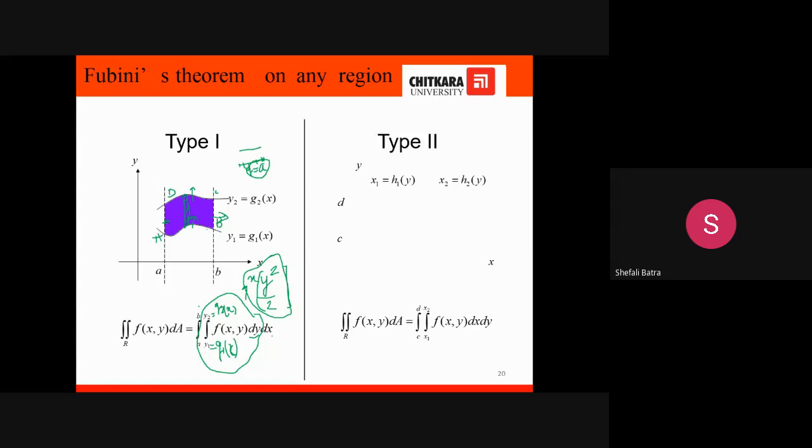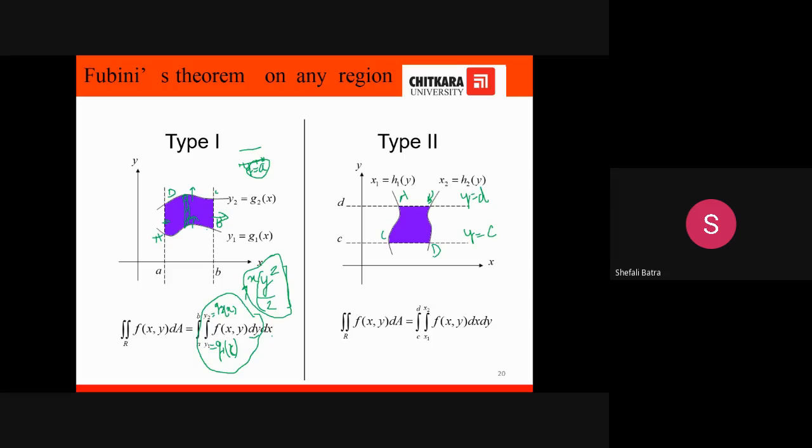Similarly, let us take another example. Now, this is one curve, x1 is equal to h1(y), and this is x2 is equal to h2(y). These two curves are given, and these are the lines y is equal to c and y is equal to d. And this shaded area is the region of integration. A, B, C, D is the region of integration.